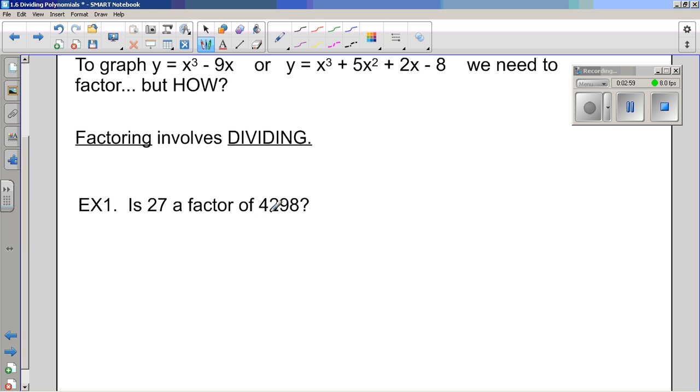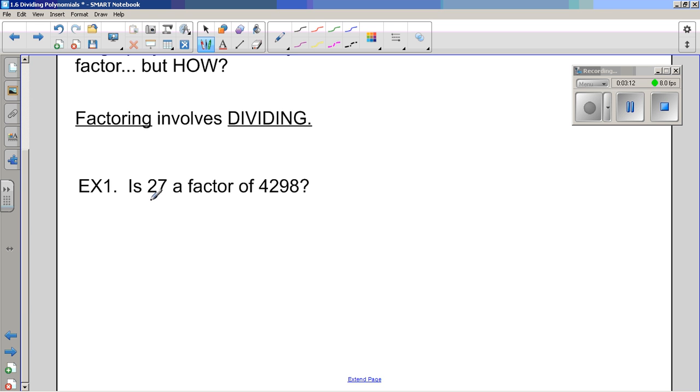Is 27 a factor of 4,298? Well, this is old school long dividing, and if you can't remember long dividing, well, I'll go through fairly slowly, I hope, because as it turns out, the process of dividing polynomials feels a lot like the process of long division. And I know it's been a long time since you did long division, and we'll go through it fairly slowly. So what's the first step?